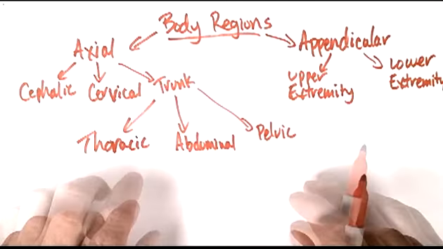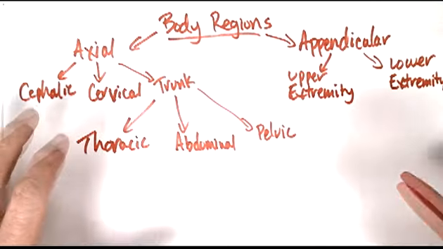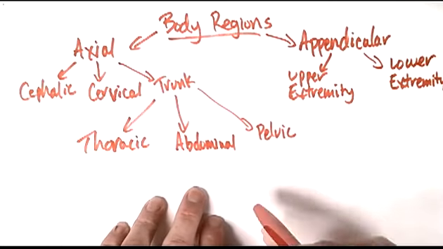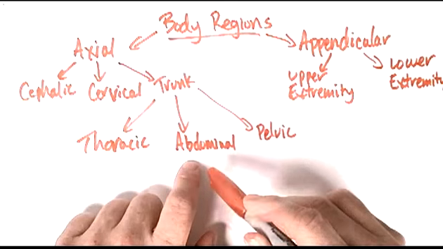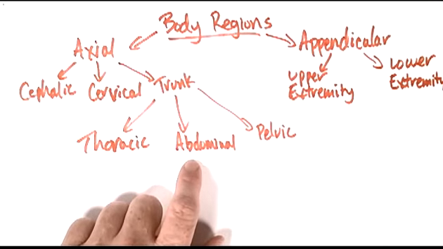But you'll need to know for all of these regions what systems are in those regions and what major organs are found in those regions. So these are the regions for the body. Please make sure you don't confuse them with the cavities. And then you may want to have a look at the video on the abdominal regions and the quadrants that you find in the abdomen.